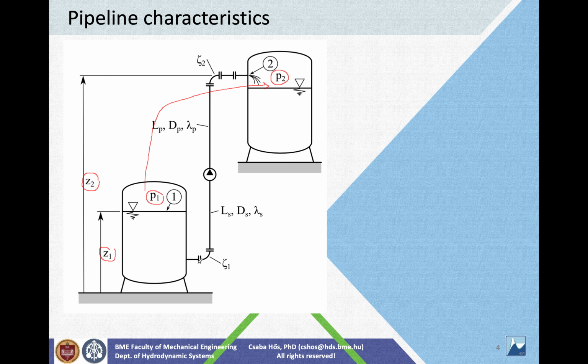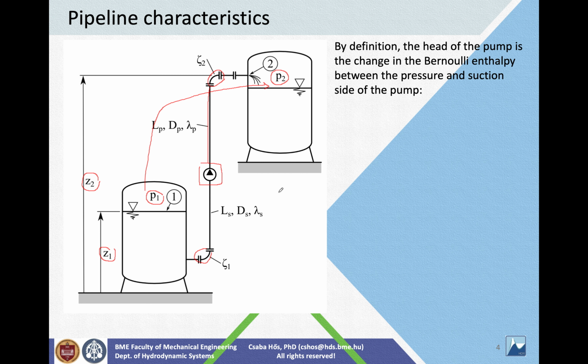And then the two tanks are connected by this pipeline. The pipeline consists of straight pipe elements, like this one here, and elbows and fittings, like these ones here. Okay, and then of course somewhere in between there is a pump. Okay, so by definition what we said is that the Bernoulli enthalpy, the head of the pump, is the change of the Bernoulli enthalpy between the pressure side and the suction side, okay? The Bernoulli enthalpy being the sum of the pressure, the kinetic energy, and the geodetic height.